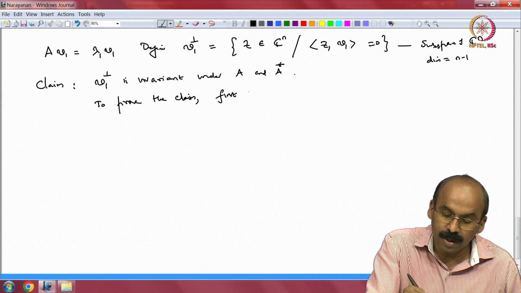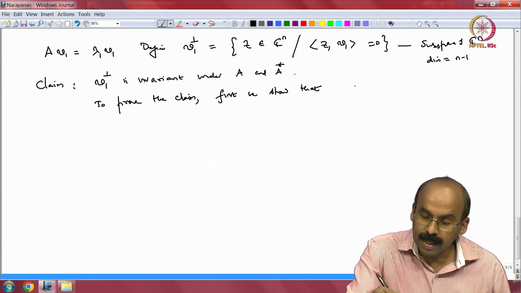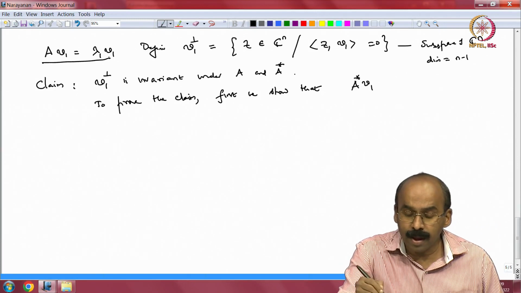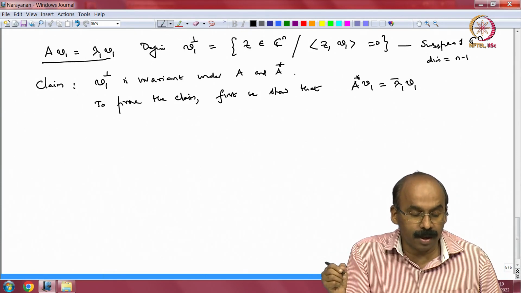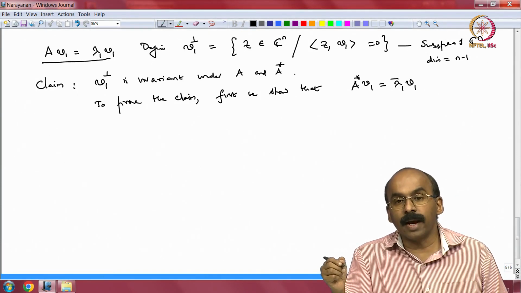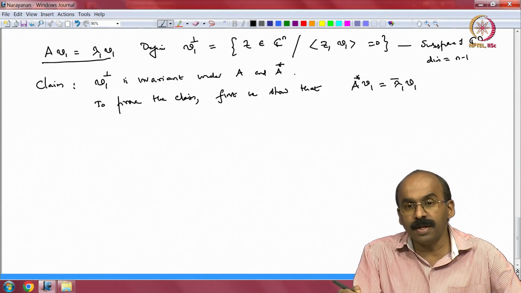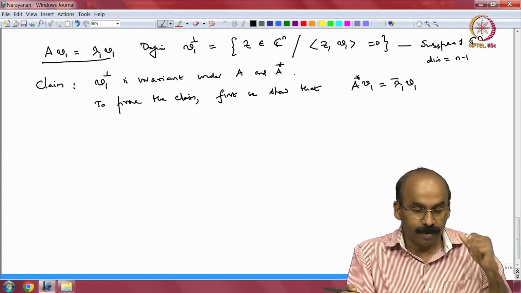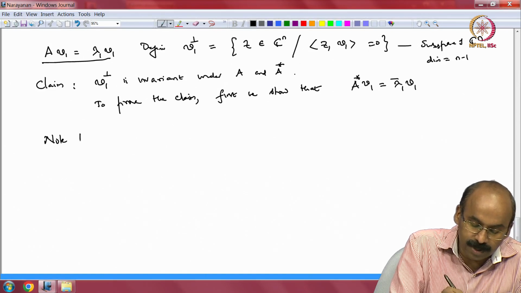Okay, so first we show that A star, that is the adjoint of A, acting on V1, where V1 remember is an eigenvector for A, is lambda 1 bar V1. So, if A acts like lambda 1 on V1, A star has to act like lambda 1 bar. That is what we will show first. So that the space spanned by V1 is invariant under both A and A star, and the normality property should tell us that it is true for the complement as well. Okay. So, let us see why this is happening.